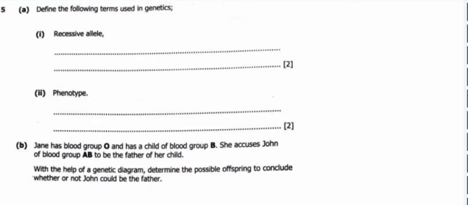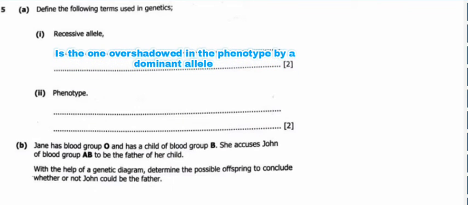Question 5, which is the last one. A. Define the following terms used in genetics. Roman numeral 1, recessive allele. A recessive allele is just an allele which is overshadowed in the phenotype by a dominant allele.